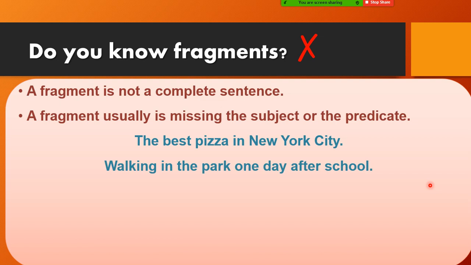Walking in the park one day after school. It's missing a subject. Excellent. Here it's missing the subject. Does it give you a complete meaning? No, I didn't know what you are speaking about. What person? Who's walking? Maybe it's a dog, maybe it's a person. No one knows. So the second sentence too is cut off another larger, complete sentence. That's why we call it a fragment. A fragment is like a piece of something, not the whole thing.